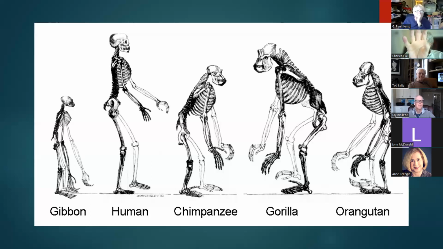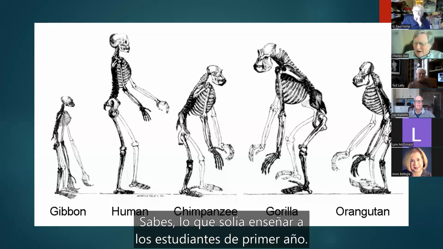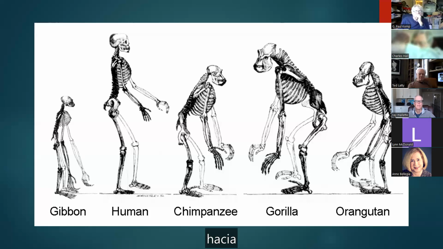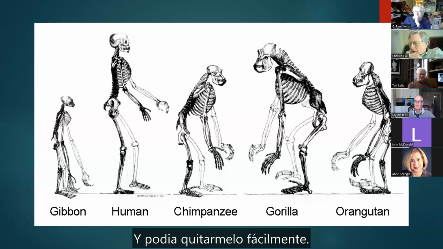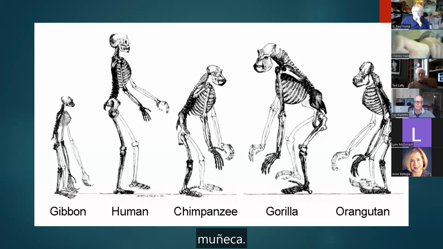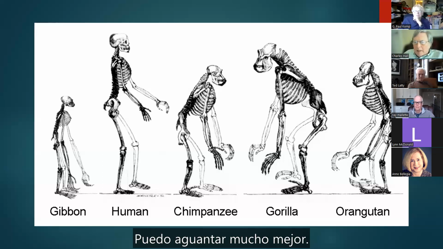Now, when I used to teach this to freshmen, I'd have one of the students hold on to my wrist, and I could easily pull it away if they had all five fingers on the top of my wrist. My thumb is there too. Let's see, can you see my thumb? Where's my thumb? There it is. It's on the top. It's just small. There we are. But if I put my thumb down, I can hold on a lot better.